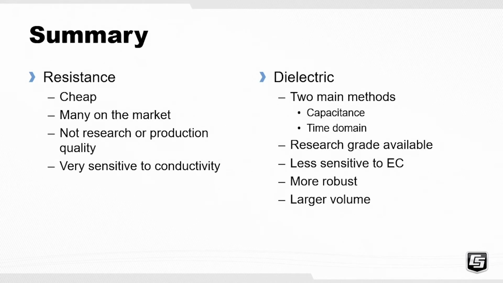Okay, in summary, there are two common methods anyway of measuring volumetric water content: resistance and dielectric. Resistance has the advantage of being pretty inexpensive, and there's lots of these on the market, but it's really not research or production quality, and it's very sensitive to conductivity of the soil, so saltiness of the soil. Dielectric has two main methods, capacitance and time domain. These are more often research grade and less sensitive to EC, robust, and measure larger volumes.